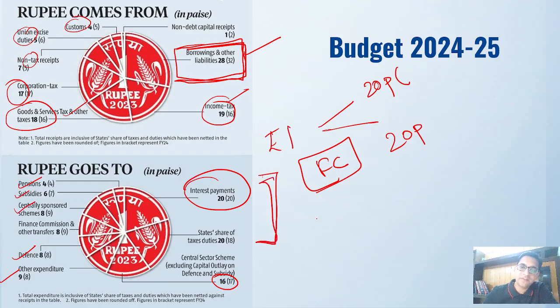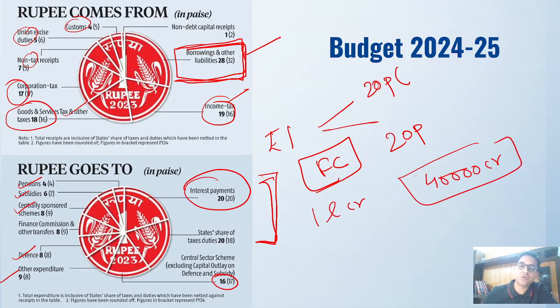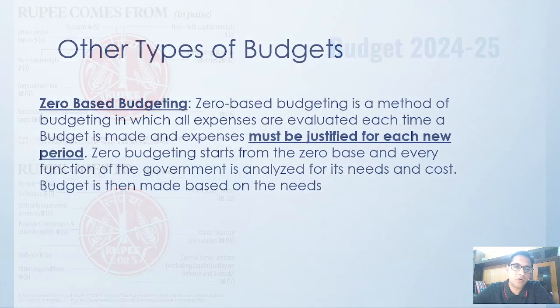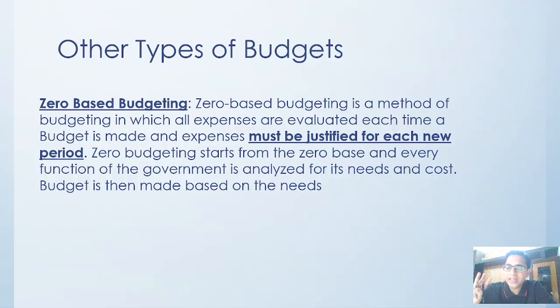That means if we have 1 lakh crore rupees, 40,000 crore rupees will go into two heads only, interest payment and states. The rest is for the government schemes and everything. So this is how the breakup of the rupees happens. Okay. Now there are three other important types of budgets. We wanted to discuss these with you.